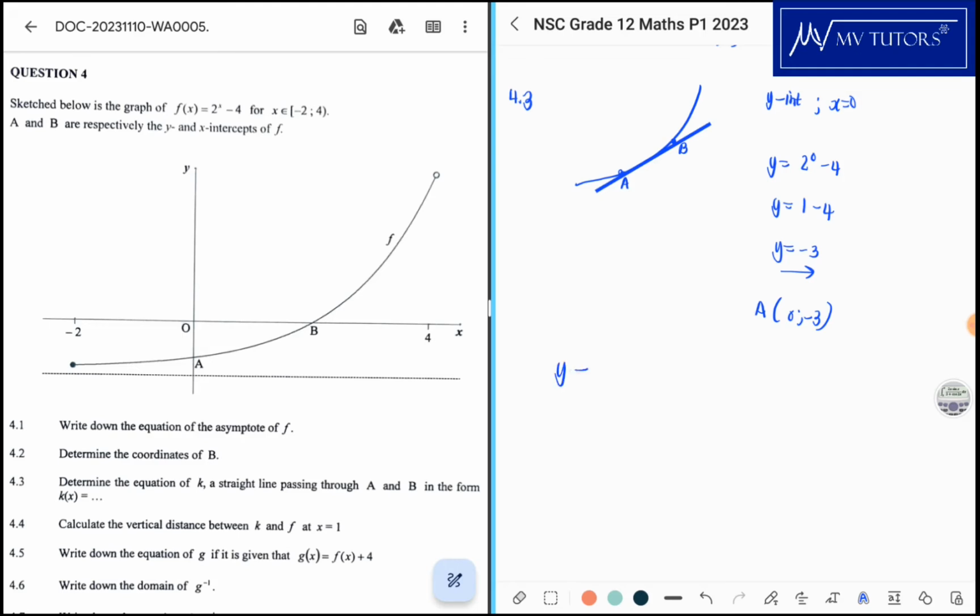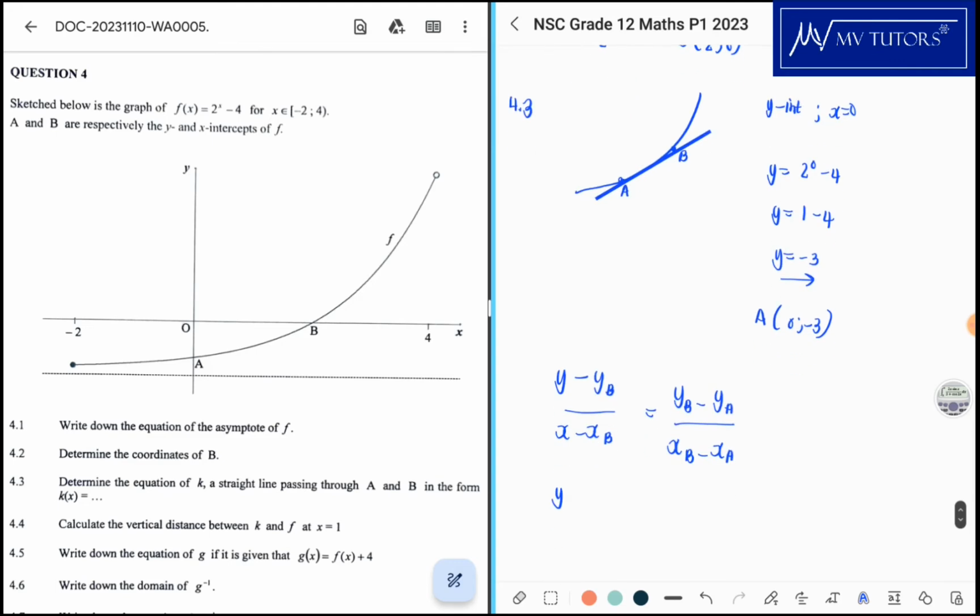So we have y minus the y coordinate of b, and x minus the x coordinate of b, which will be equal to the y coordinate of b minus the y coordinate of a. That's basically the gradient. X coordinate of b minus the x coordinate of a. And what is the y coordinate of b? It's basically 0. Okay, so we have y minus 0.